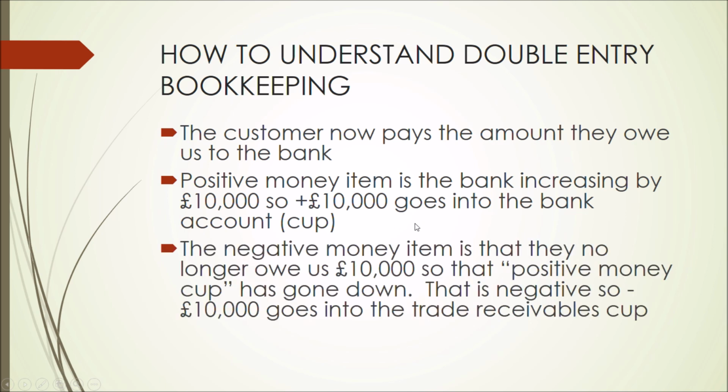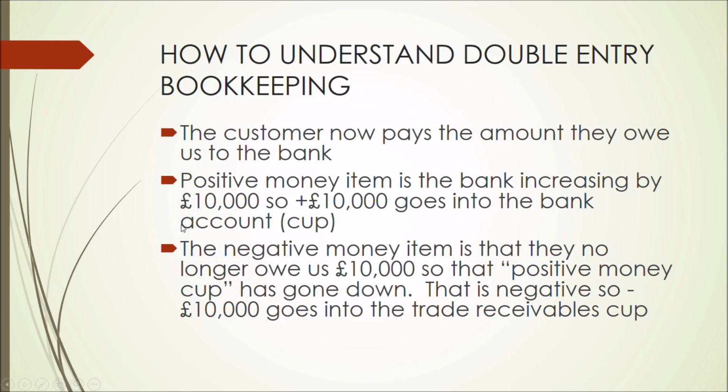But the negative money is that this customer no longer owes us £10,000. So that positive money in the future has gone down. So there's a negative £10,000, and that goes into the trade receivables cup. So we have this positive money and this negative money. So we actually have two cups here on the asset page.